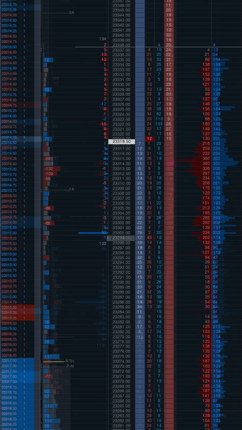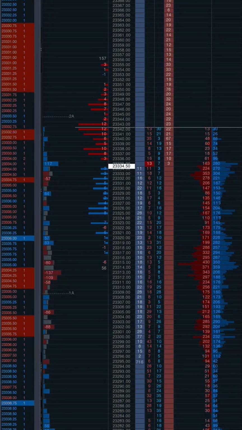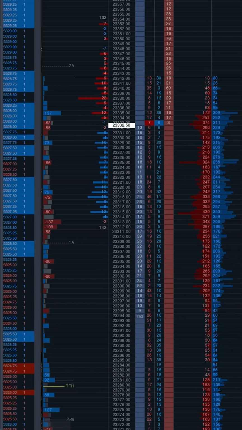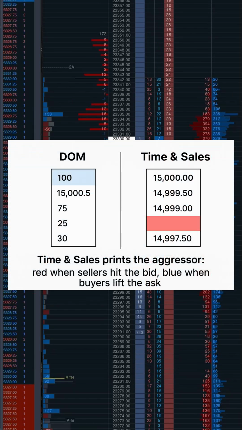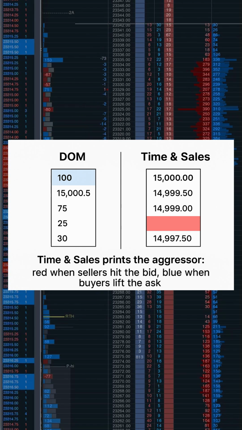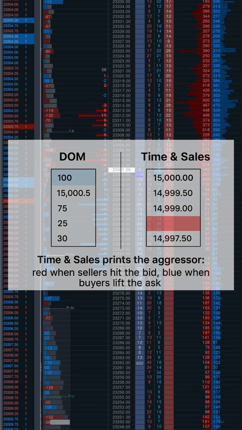The opposite is also true. A large order on the ask will only be filled if buyers use market buy orders to lift it. On the tape, those executions will show as buy prints, or blue. In short, a large bid gets filled with red sell prints because the sellers were the aggressors. A large ask gets filled with blue buy prints because the buyers were the aggressors.